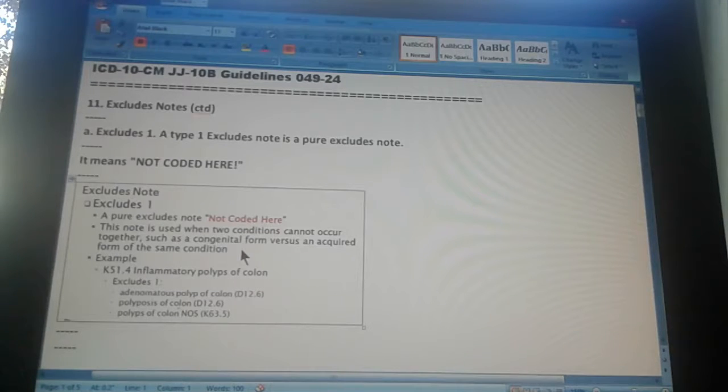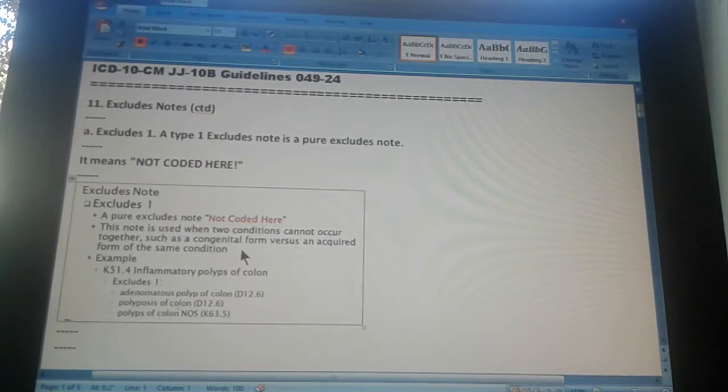Like also pregnancy. If you're pregnant and you're non-pregnant, those are two conditions that cannot go together. You're either one or the other, right? So this is just an example of situations where you define the diagnosis and you cannot use two codes no matter what, because it's impossible. They cannot go together. That is the excludes 1, the type 1 note. So that's our theory for today.